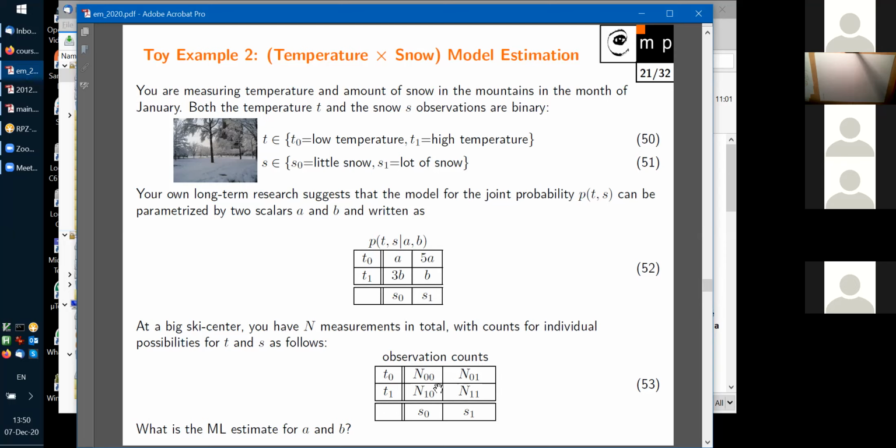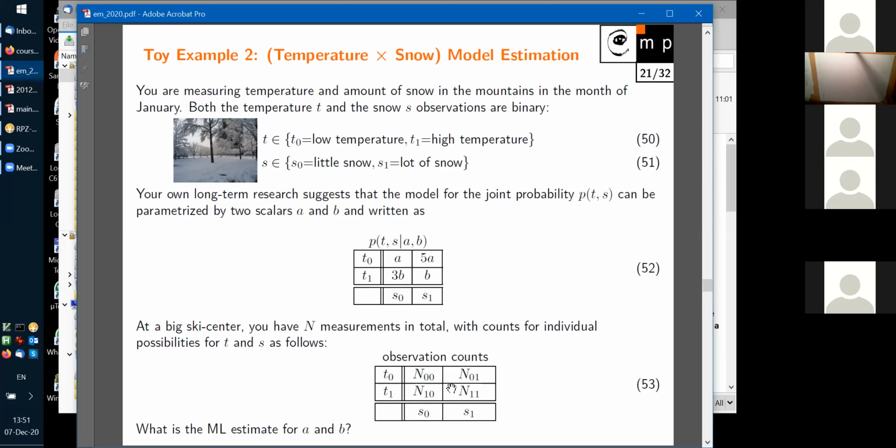we have all the complete observations, how often in that village you have low snow, low temperature, high temperature, a lot of snow. This one is low temperature, high snow, and high temperature, low snow. So these four, you should know by now how to estimate A and B. Can anyone help me? How would you estimate A and B?